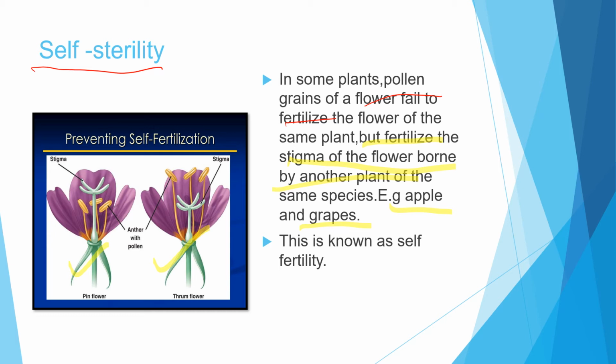And here also agents of pollination will be required, as this is cross-pollination where agents play a very important role, because it is not happening within the same plant. From one plant to another plant, it has to move on. So let us see what is there in the next one.